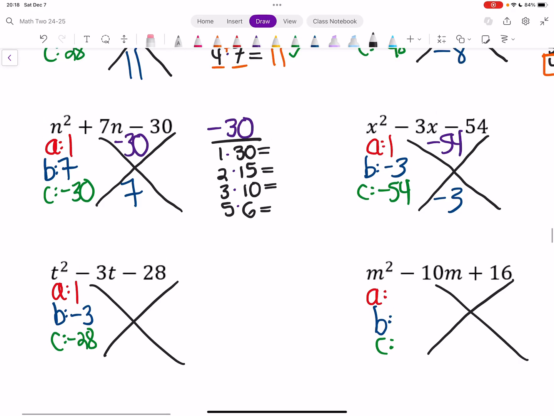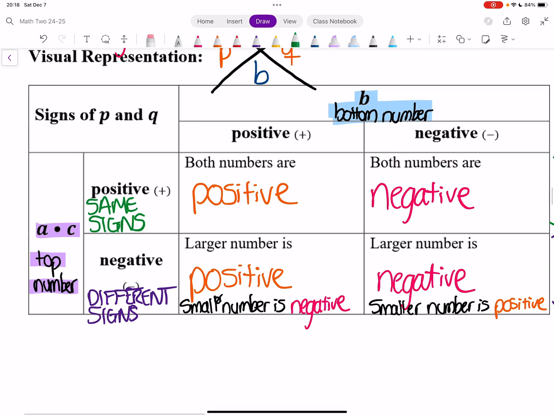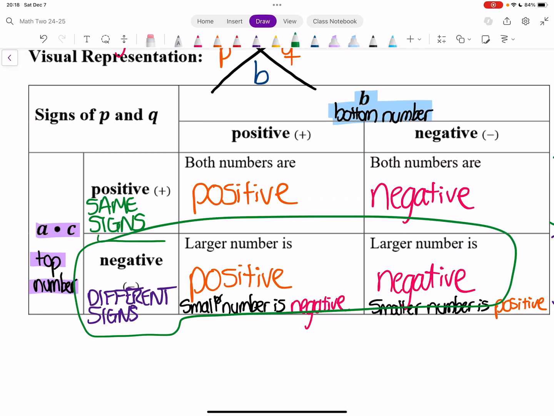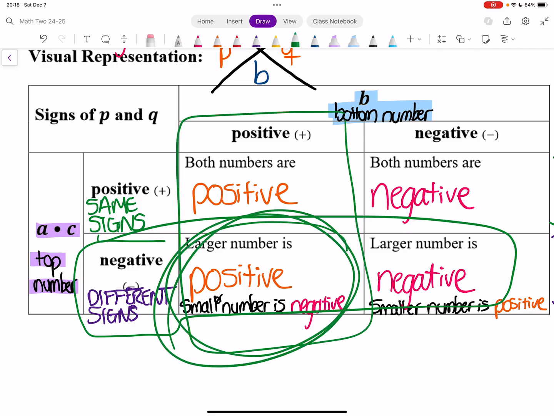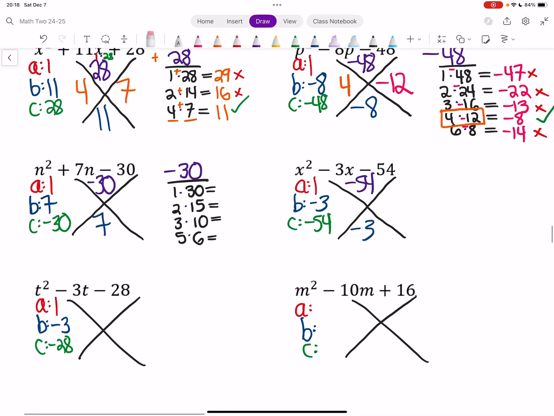This time, the top number is negative once again. However, the bottom number is positive. And in the interest of time, I'm going to consider both at once. So top negative, bottom positive. Top negative, bottom positive. They intersect here in this spot, which means that the larger number is positive and the smaller number is negative. So if the larger number is positive and the smaller number is negative, it would be a good idea to write them like this.